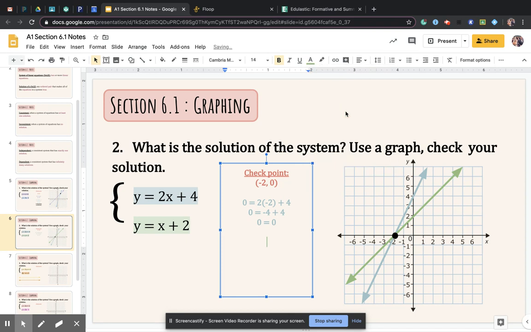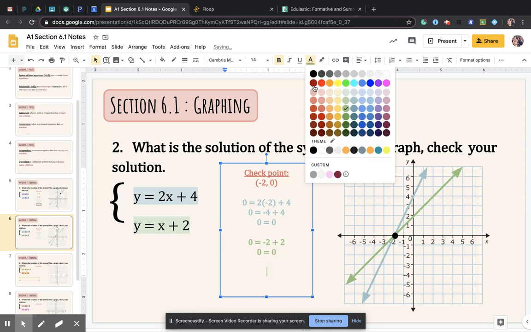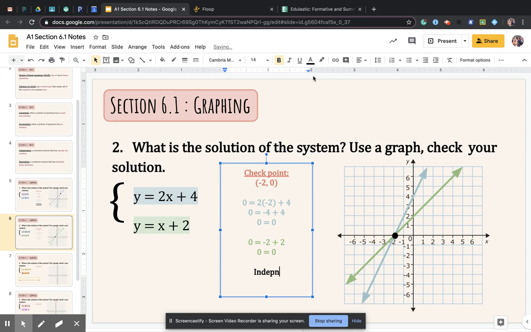Just because it works for one doesn't mean it's going to work for both. So again, 0 is equal to -2 plus 2. -2 plus 2 gives us 0, and 0 equals 0. And notice this is also independent, which means it is consistent.